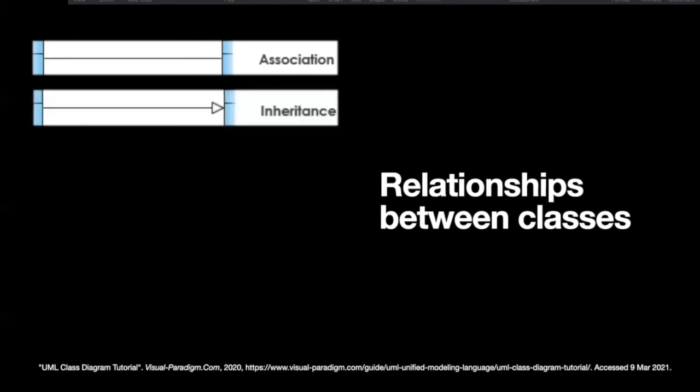Inheritance. A generalization is a taxonomic relationship between a more general classifier and a more specific classifier. Each instance of the specific classifier is also an indirect instance of the general classifier. The specific classifier inherits the features of the more general classifier. This also represents an is-a relationship.